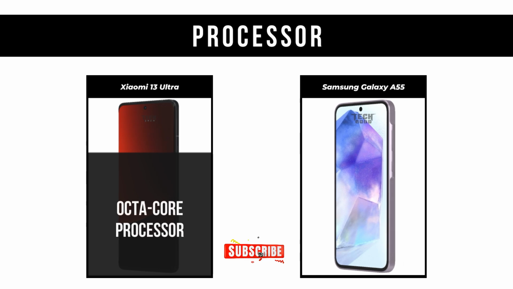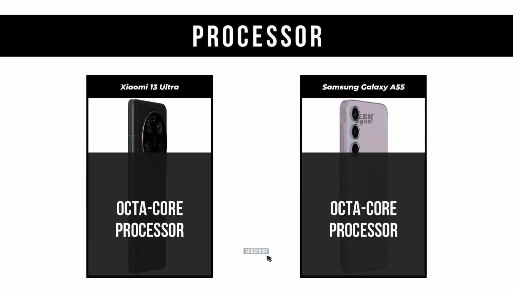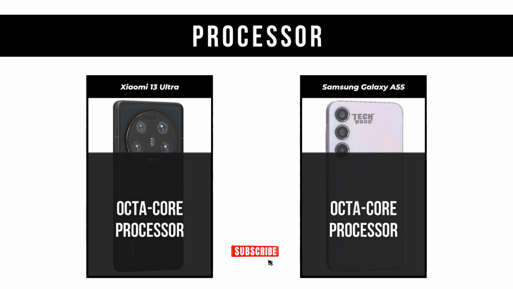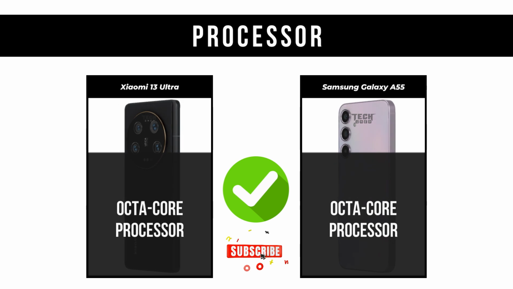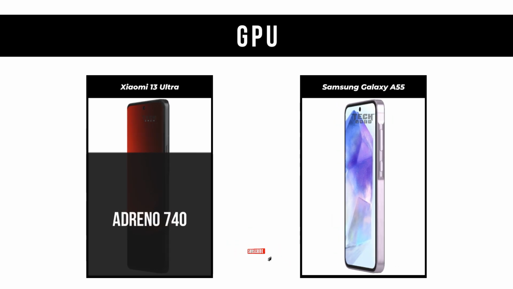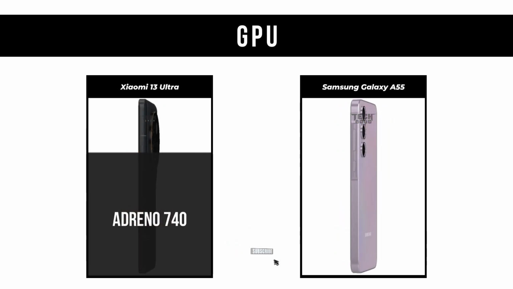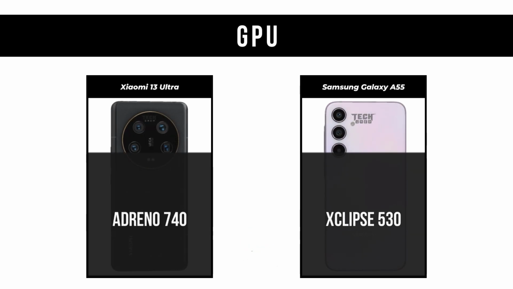Processor. Xiaomi 13 Ultra is octa-core processor. Samsung Galaxy A55 is octa-core processor. GPU. Xiaomi 13 Ultra is Adreno 740. Samsung Galaxy A55 is Eclipse 530.